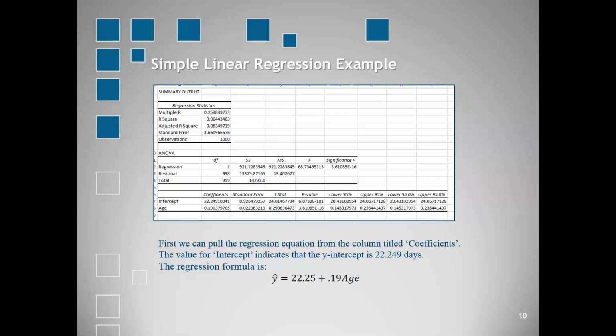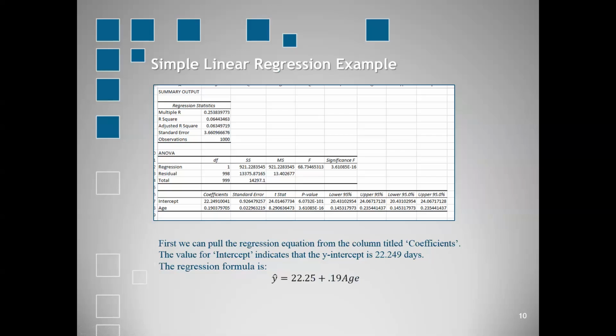So let's go over an example. We're going to evaluate whether a patient's age predicts the length of their hospital stay. We obtain the following results from Excel, and I include a document in the module about finding regression models using Excel. So there's a lot of information here.